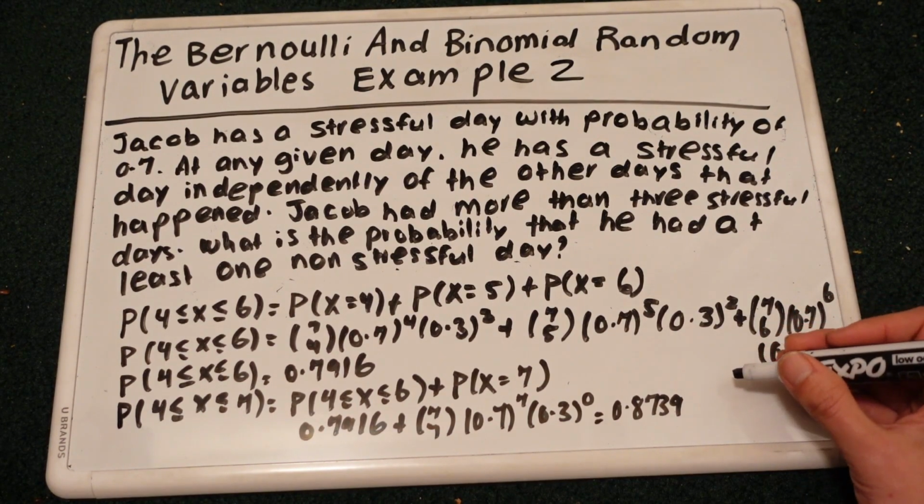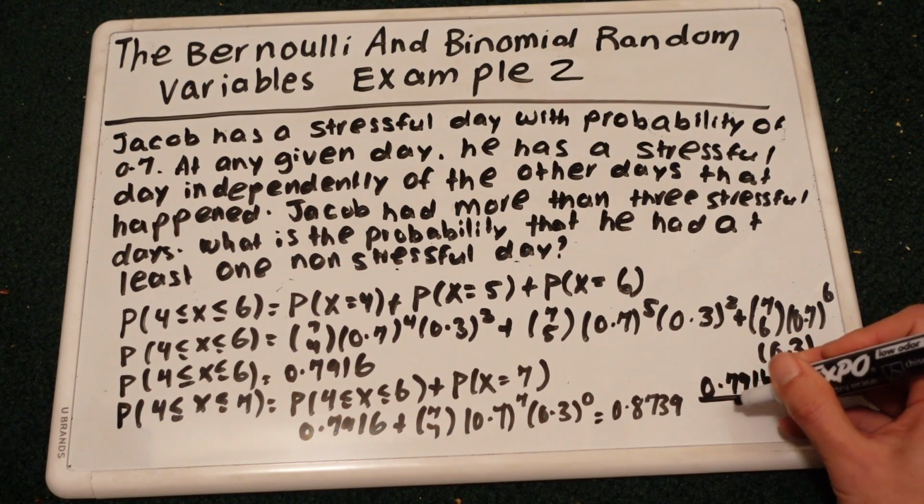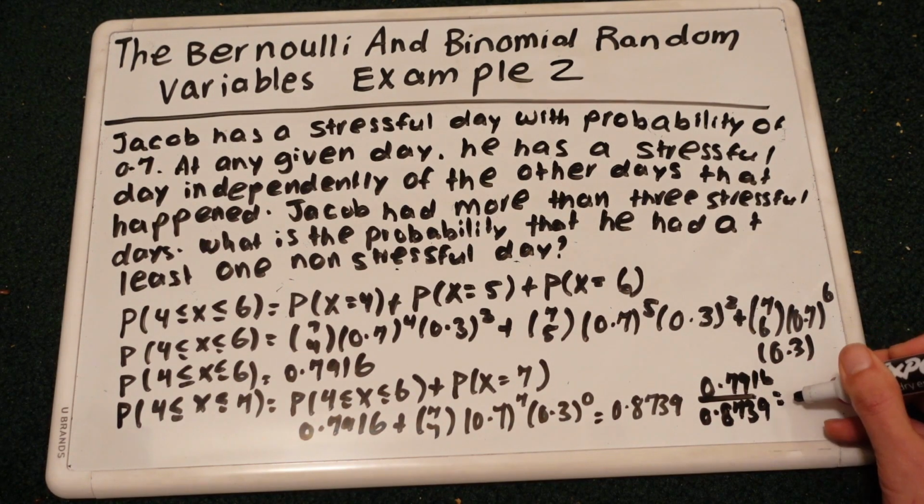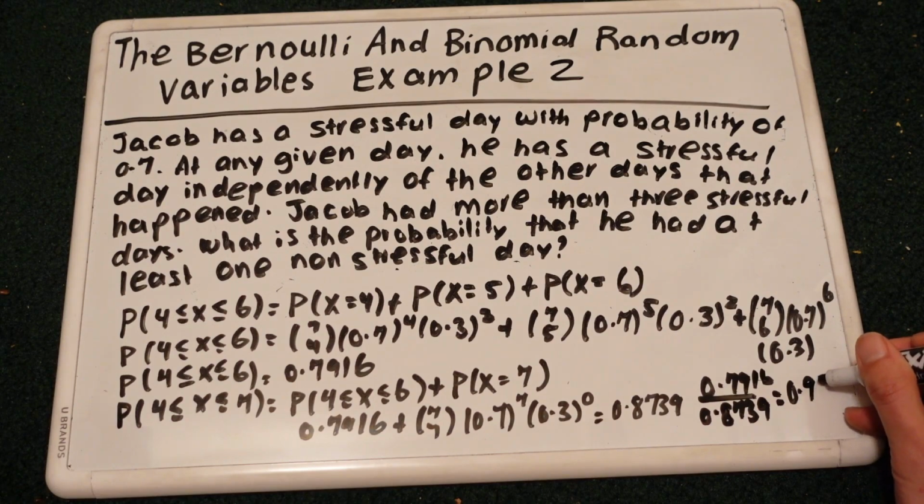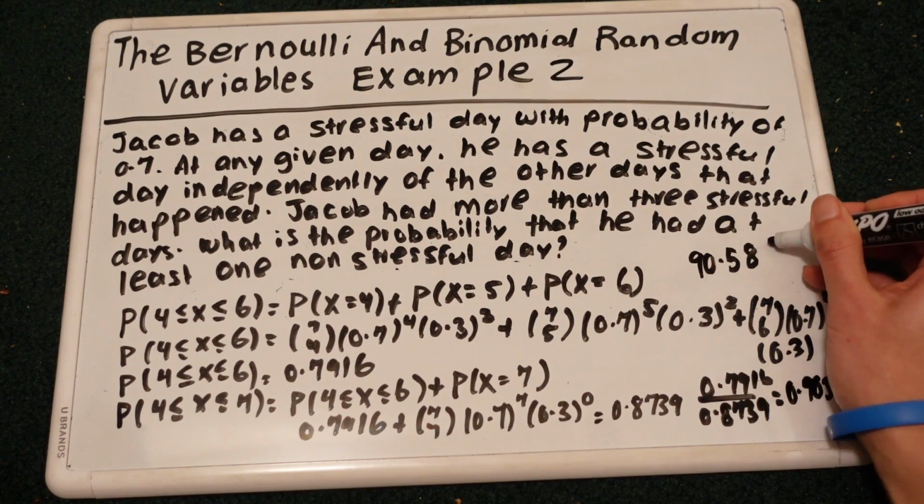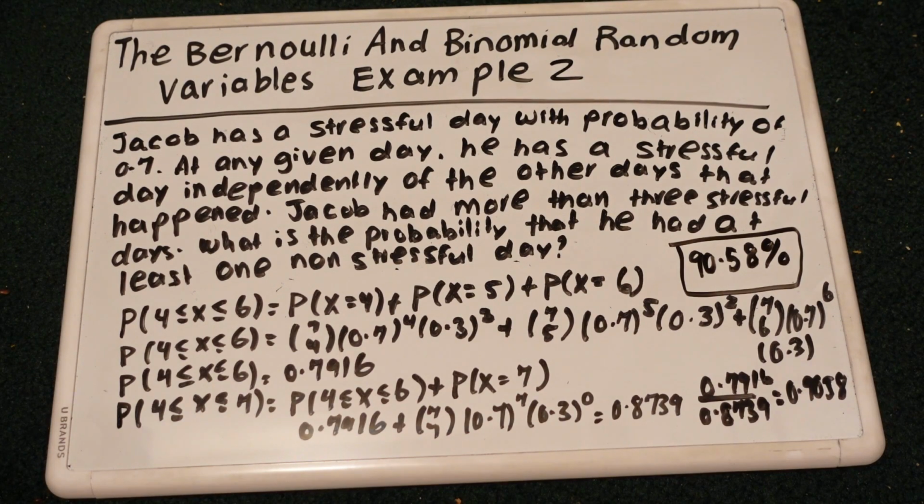So we figured out the probability of X between 4 and 6, and X between 4 and 7. So all we do is figure out the numerator over the denominator. And this would be 0.9058. In other words, 90.58%. So the probability that Jacob had at least one non-stressful day, given that he had strictly more than 3 stressful days, is 90.58%. And this is another example of a Bernoulli and binomial random variables problem in probability.